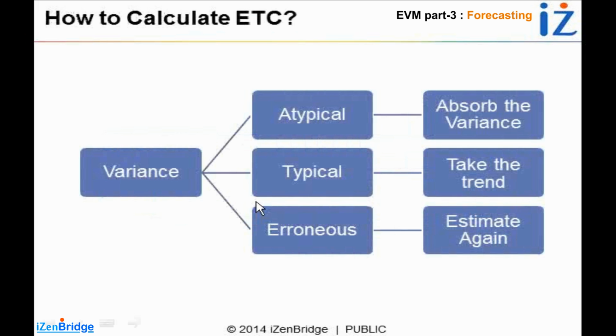But I do think that in the remaining duration, I will work as I have planned. I will be spending $10 per unit. So for the remaining work, I will work as per the initial plan. That is the one scenario, atypical case. Mathematics will give the answer in this particular case.